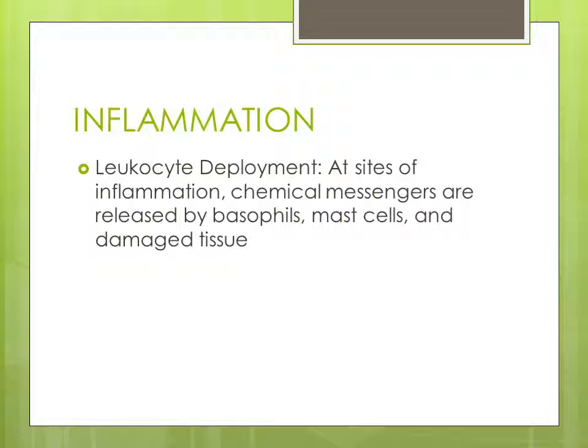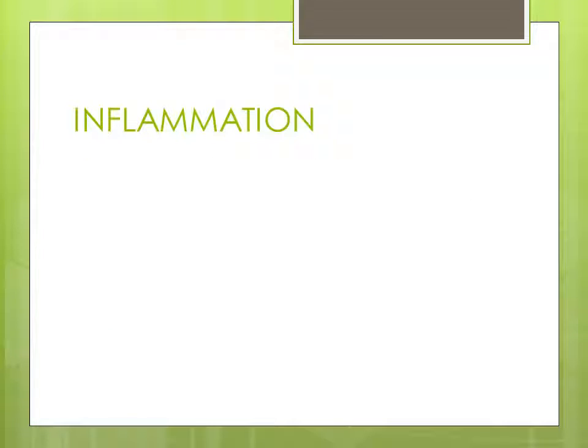So leukocyte deployment is really at sites of inflammation. Chemical messengers are released by basophils, mast cells. So you're really starting to get to work. You're really starting to pick up your fight and pull up your socks, right? And this occurs by margination, diapedesis, and chemotaxis. And we're going to get into these.